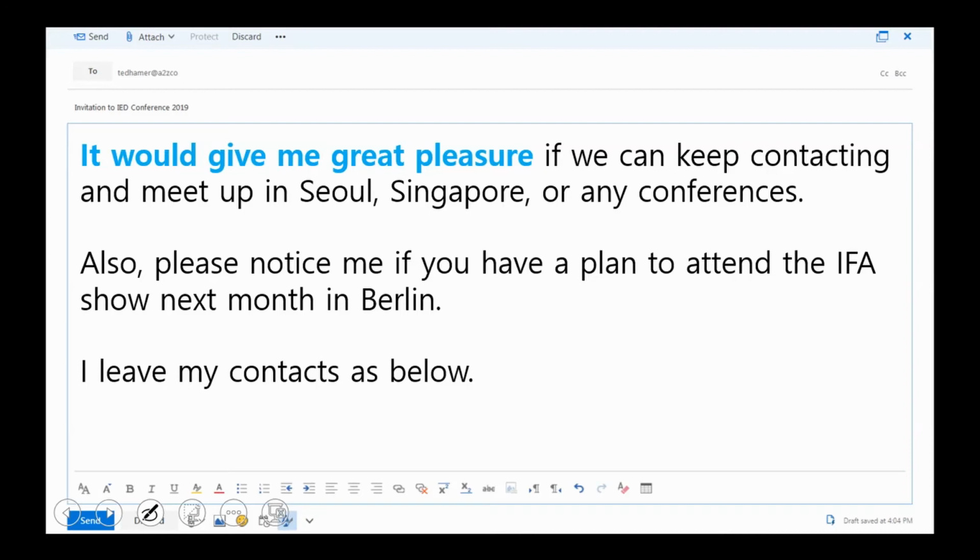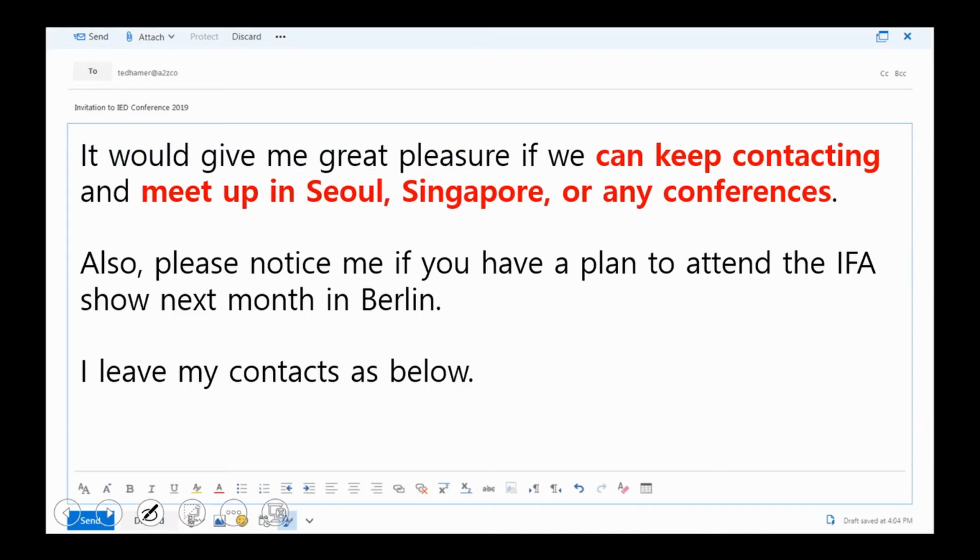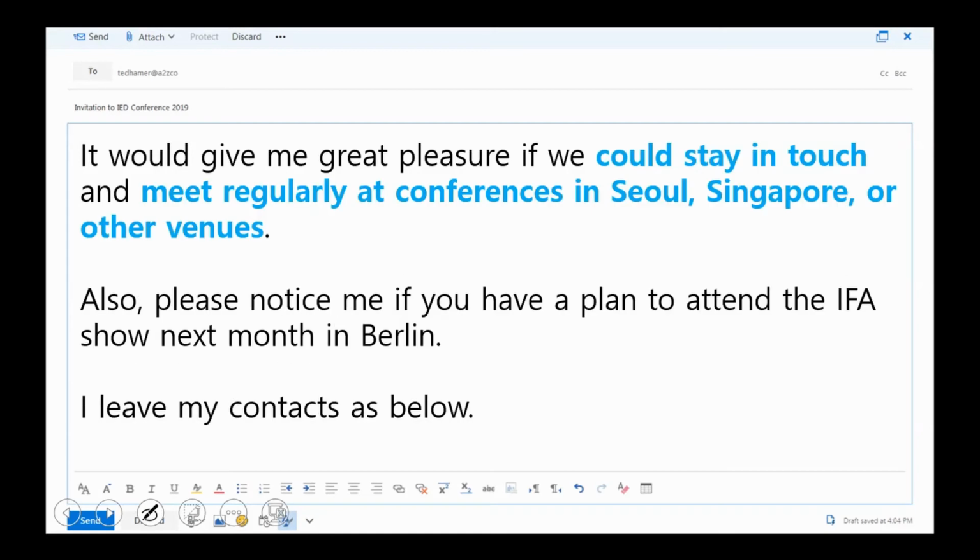Now also we have, "if we can keep contacting and meet up in Seoul." It sounds a little strange here. I highlighted a couple of different things, well, the whole sentence really. "We can keep contacting and meet up in Seoul, Singapore, or any conferences." There are a few issues here that I need to discuss. First of all, I would change "keep contacting" to "if we could stay in touch." It would give me great pleasure if we could stay in touch.